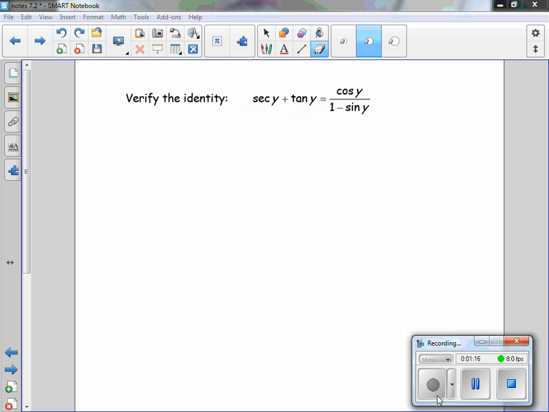But I want to do something a little bit different. I want to work with the right side and do a different procedure. And that procedure is one that we visited at the end of 7.1, which was multiplying by the conjugate. All right. So if we multiply both sides by the conjugate of what we have in the denominator, the conjugate of 1 minus sine y is 1 plus sine y.